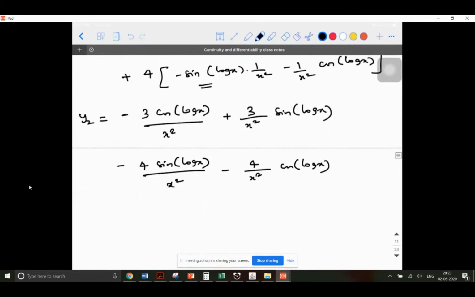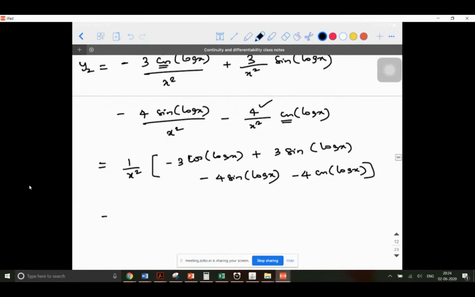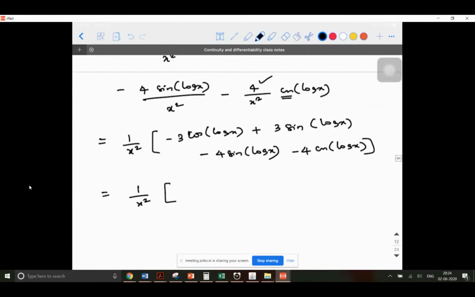So I want you to simplify this. You can take 1 by x squared common. I have cos log x and cos log x, so 1 by x squared is common. I'll take it out. Then 1 by x squared into minus 3 cos of log x, plus 3 sine of log x, minus 4 sine of log x, minus 4 cos of log x. Now what can I do? Can I do something with this?